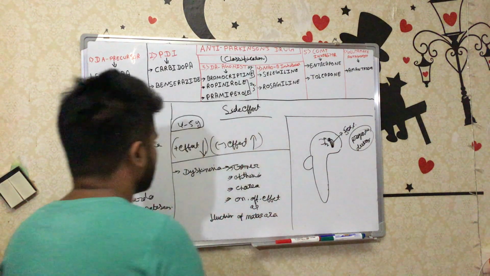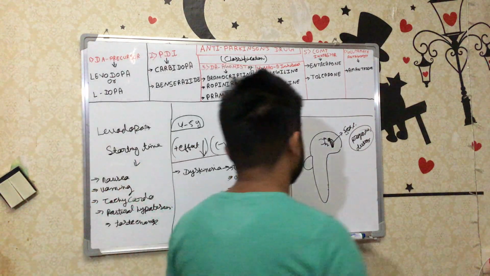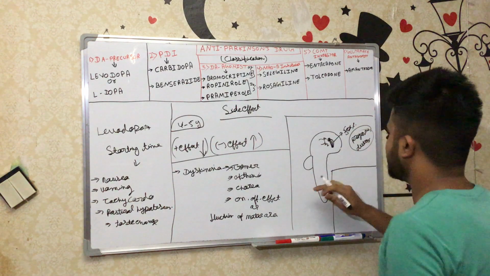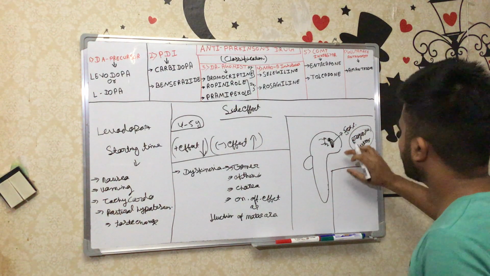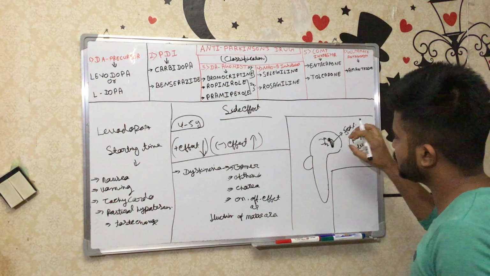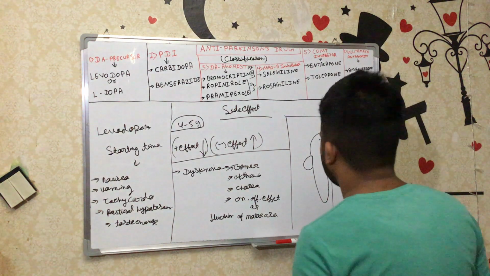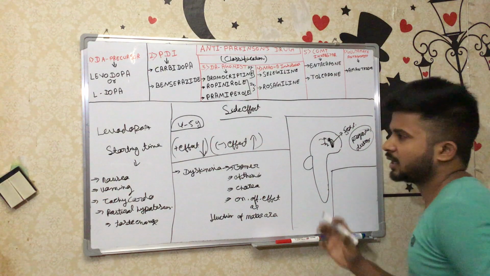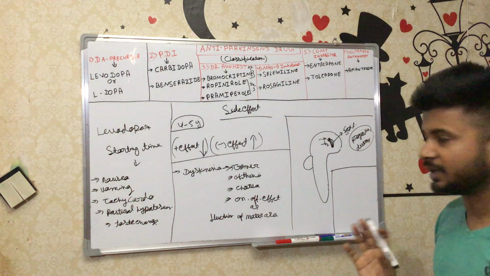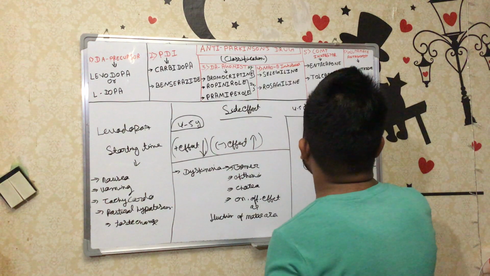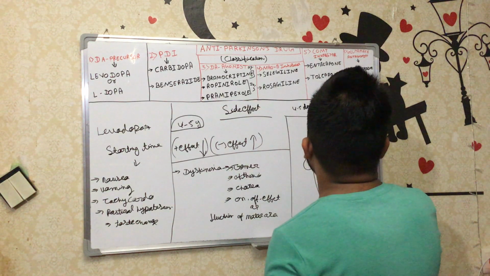What is the on-off effect? For example, as I said, the disease is progressively destroying the neuron; like the 20% remaining neuron is there, but it's still being destroyed. On-off effect, for example: the person is taking levodopa 4 to 5 times a day.